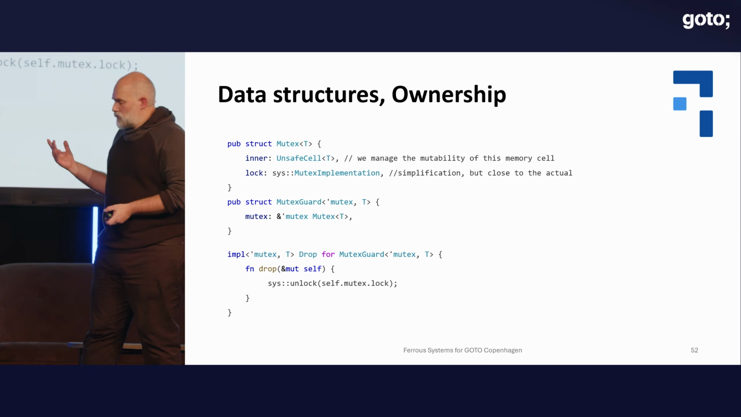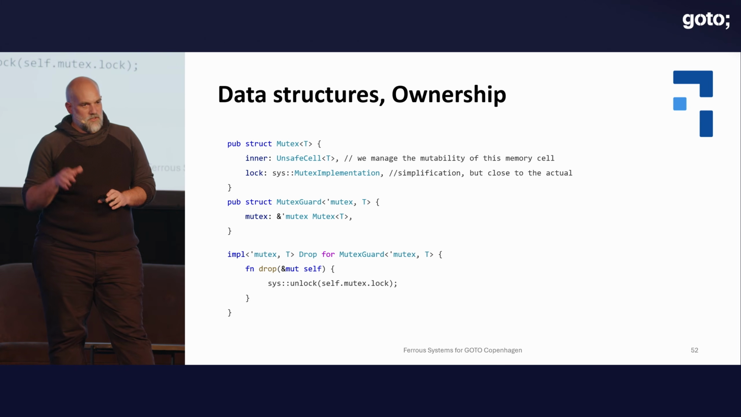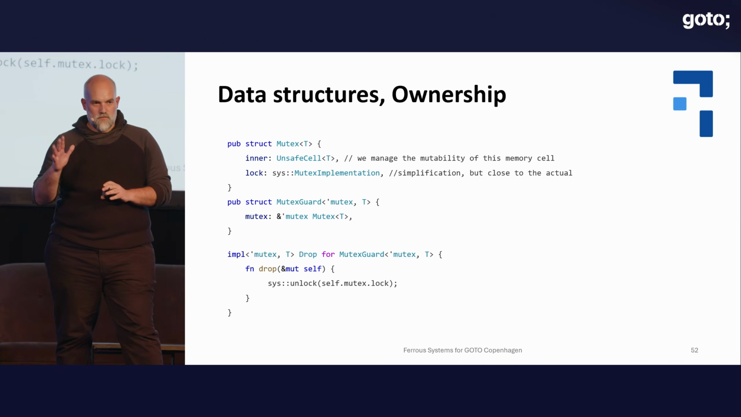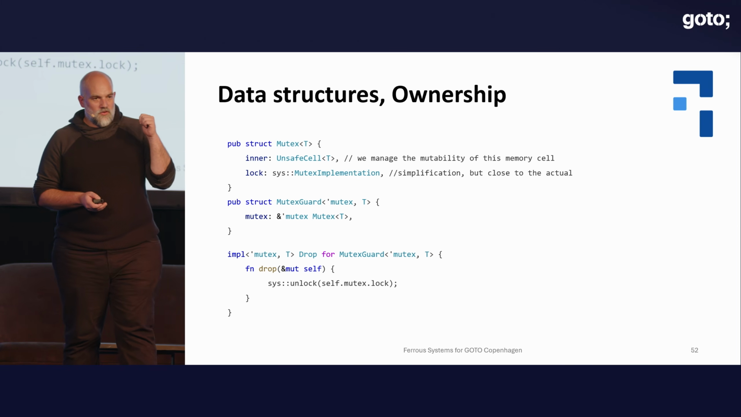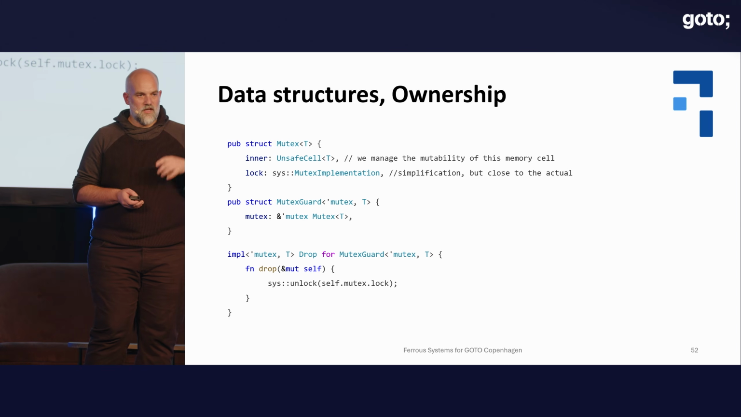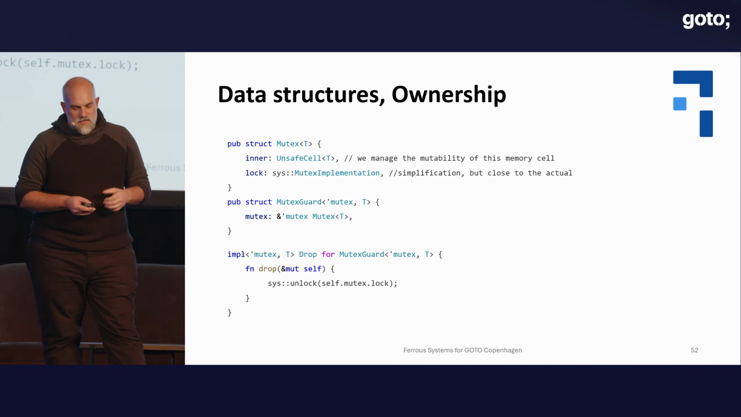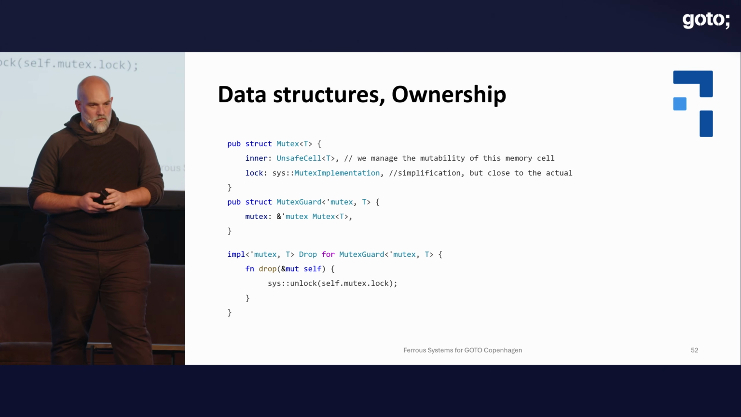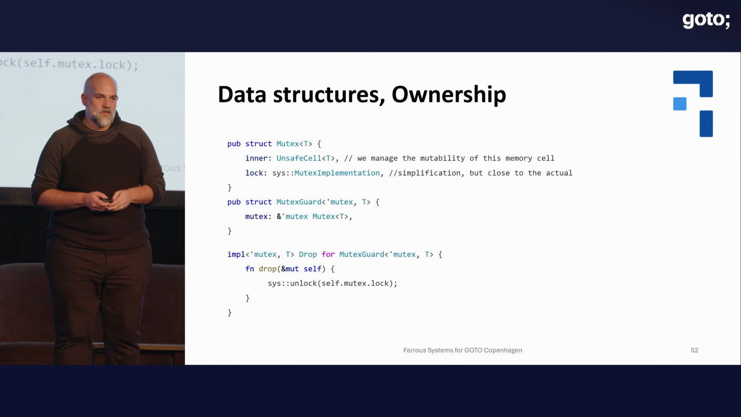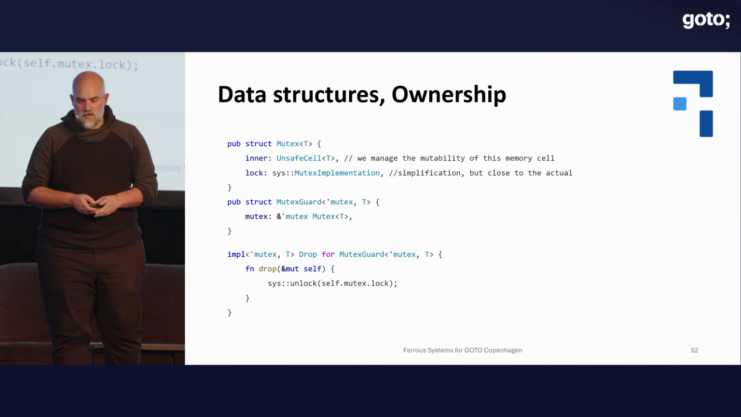So we have two data structures here, the mutex. Inside is something called an unsafe cell, which is just a marker for the compiler. Hey, we manage the mutability of this memory location ourselves. Don't make any assumptions about it. And we have the mutex guard. And the only thing the mutex guard holds is a reference to the original mutex. So once we create it, the only thing we can do is actually reference it. But what we also add is one of those drop functions. And particularly what this drop function does, it unlocks the mutex again. So once we drop the mutex guard, the mutex gets unlocked.